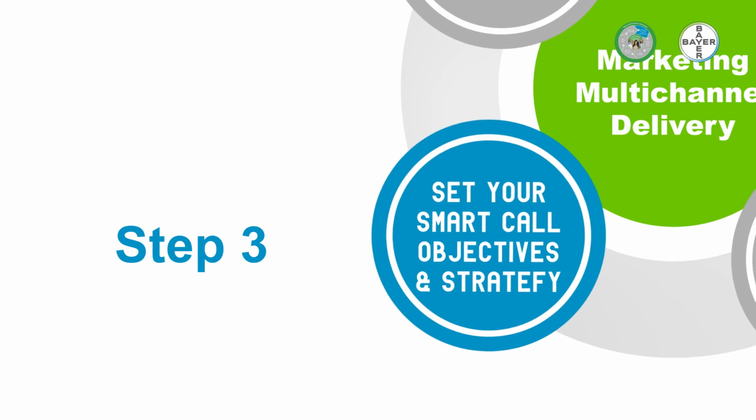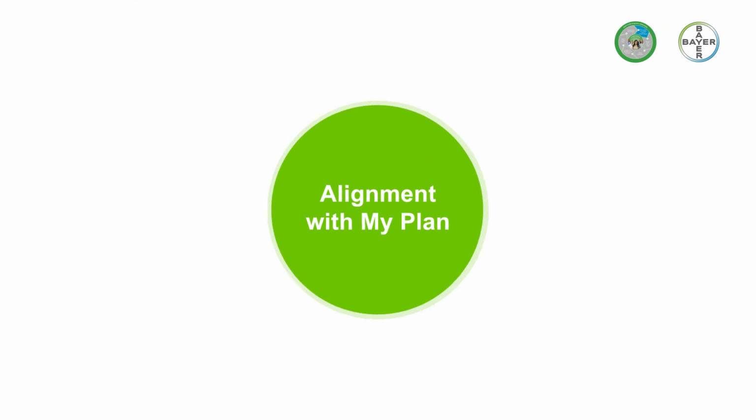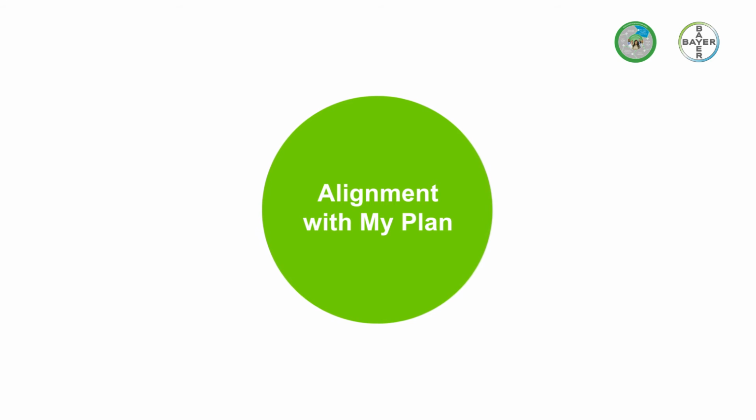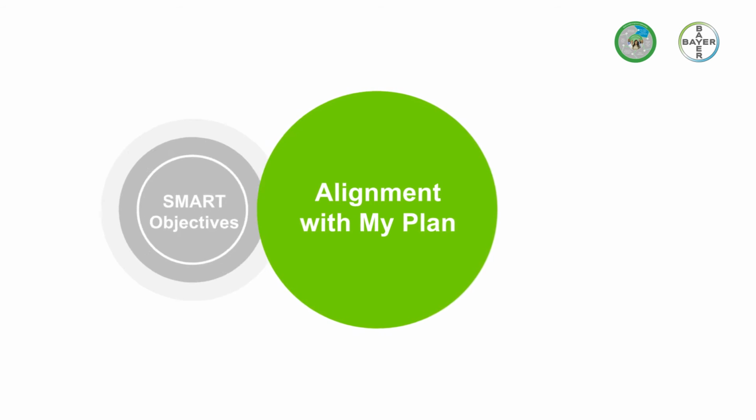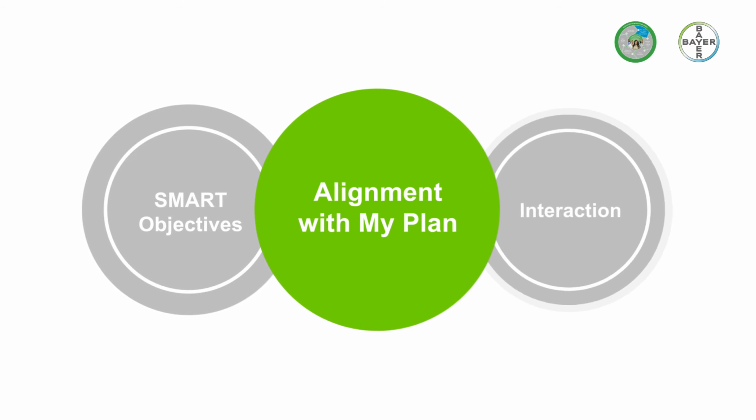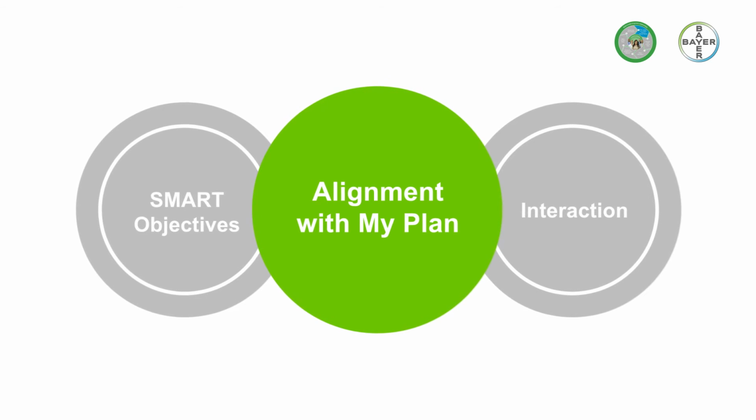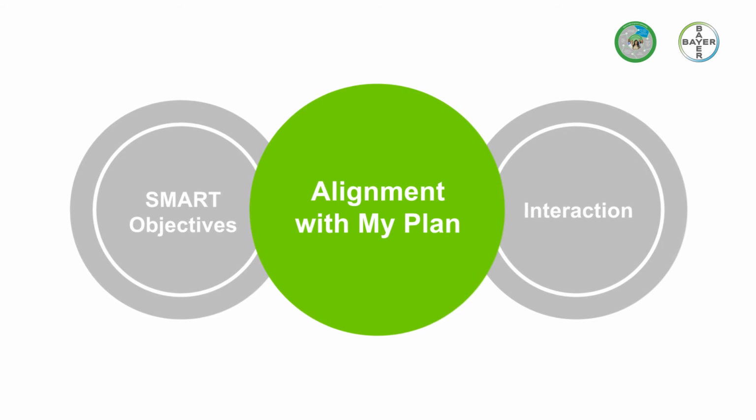Step 3. Set your SMART call objective and strategy. In the previous steps, you analysed your customer's information. You can now utilise all of this information to define the SMART objectives for a specific interaction with your selected customers, aligned with the My Plan and the PFI principles.